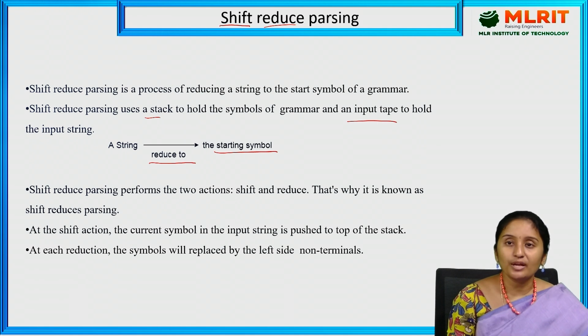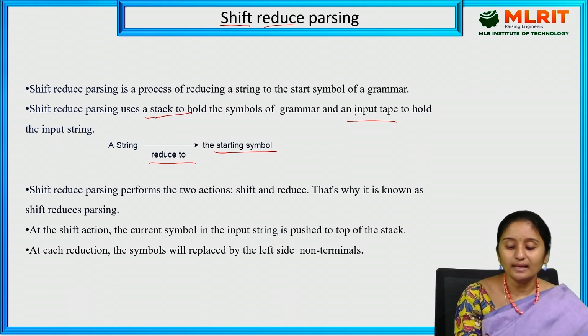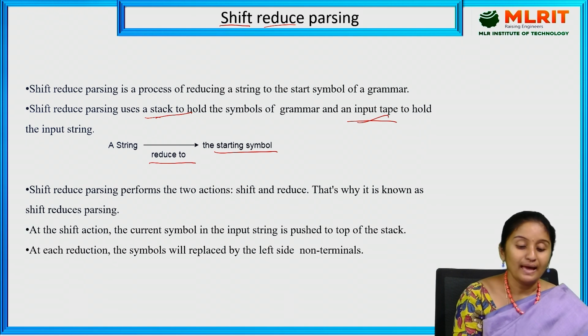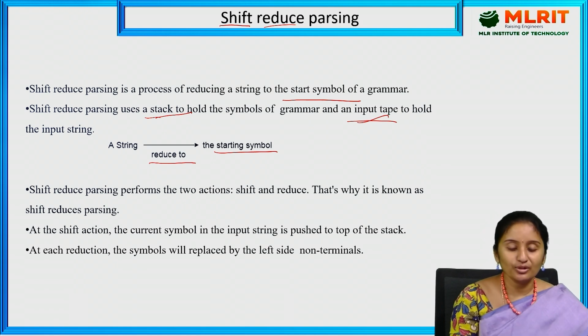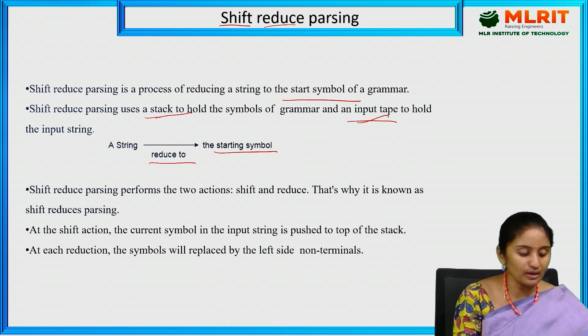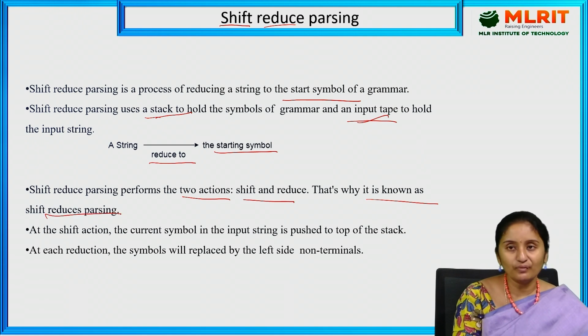To reduce the string to the start symbol, we use two data structures: the stack and the input tape. The stack is used to hold the symbols, and the input tape is used to hold the input string. As it is a bottom-up parser, we take the input string and generate the start symbol. It performs two actions, shift and reduce. That is why we call it shift reduce parsing.